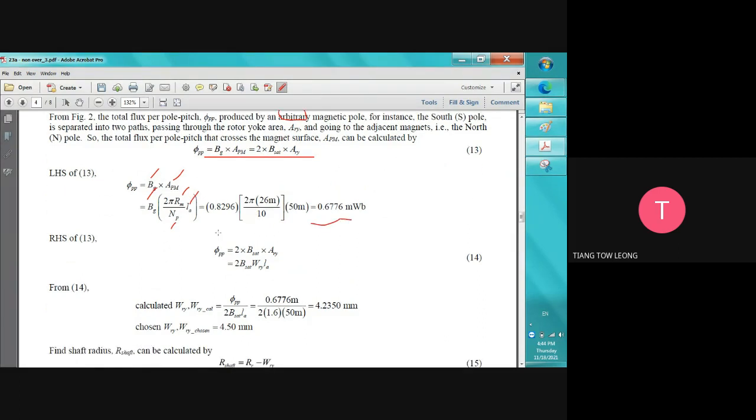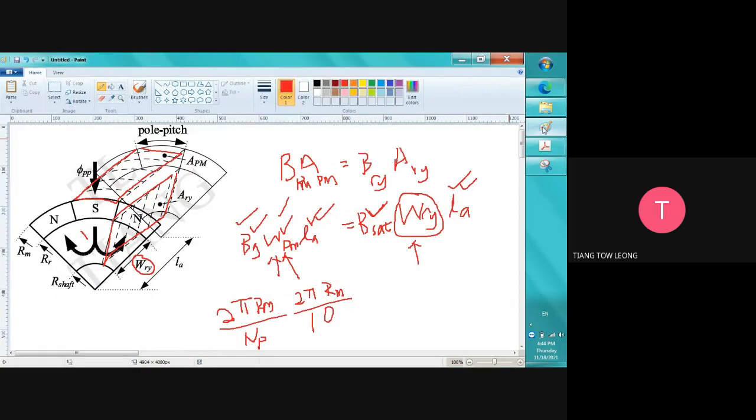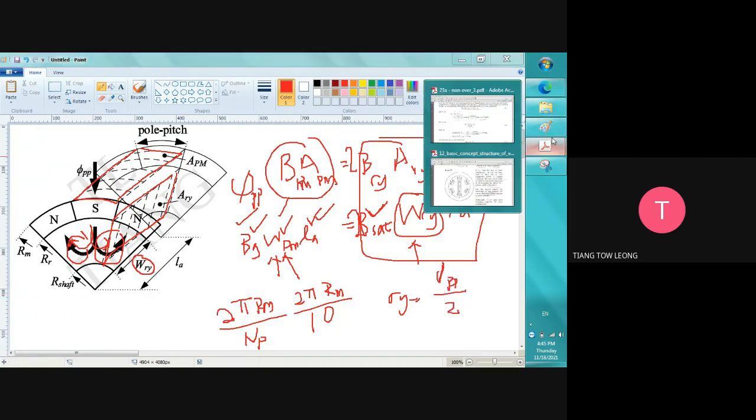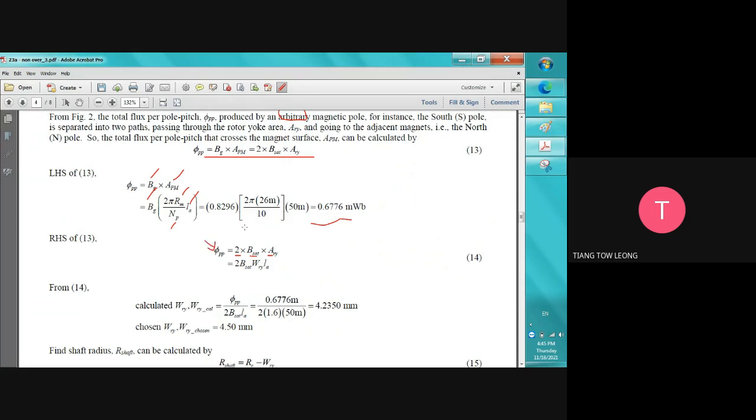After that, because the flux per pole is 2 times this. Why is it 2 times? This one is wrong, because I forgot to multiply by 2. This is only one part. So I forgot about this part. I must use 2 here. That's why this is the flux per pole. But when it comes to the rotor-yoke side, the rotor-yoke carries the flux per pole divided by 2. That's why the total flux per pole is 2 times the rotor-yoke side.